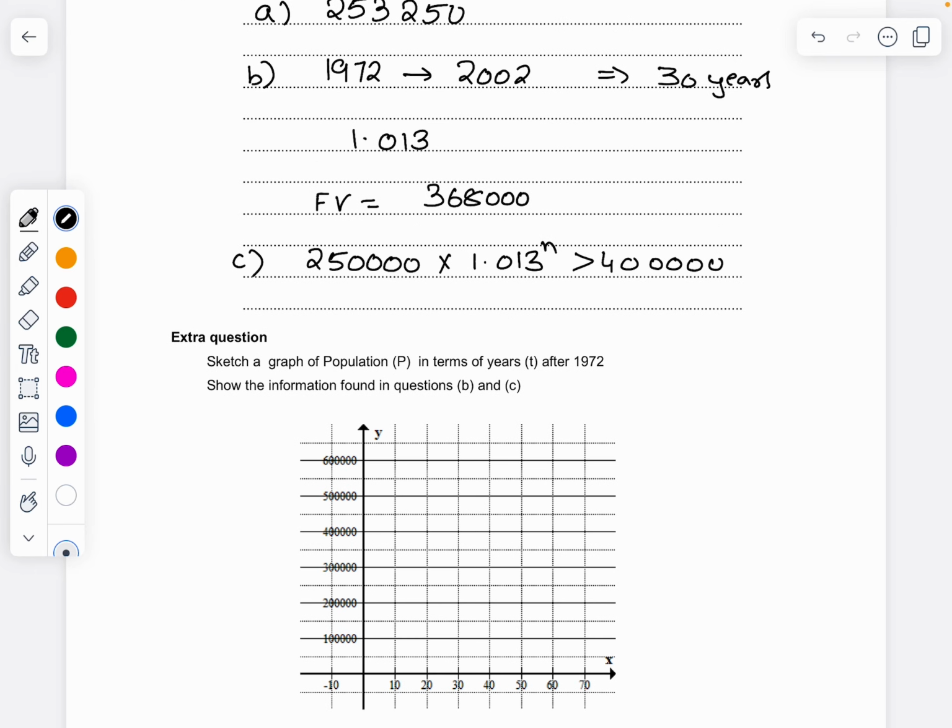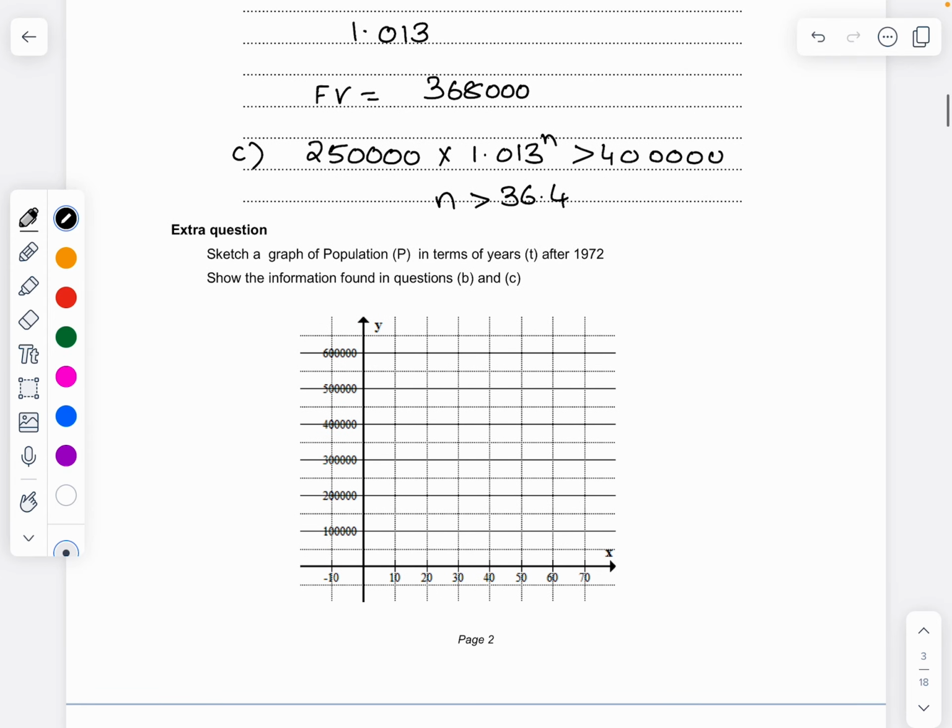Use the GDC to get the value of n, where n is greater than 36.4. Use a point of intersection. By drawing the graph, you should be able to get the value of n as 36.4. So n is greater than 36.4.